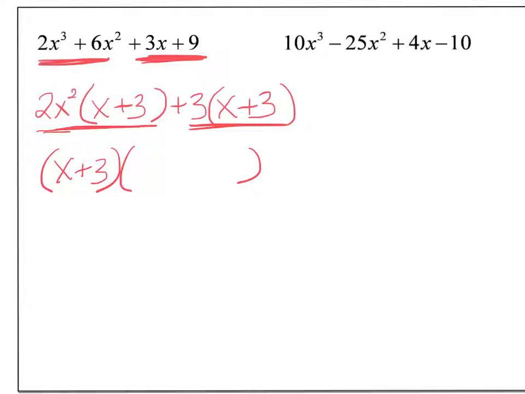When I divide this first group by x plus 3, you're left with 2x squared. And when I divide this by x plus 3, you're left with plus 3. And now you're factored.